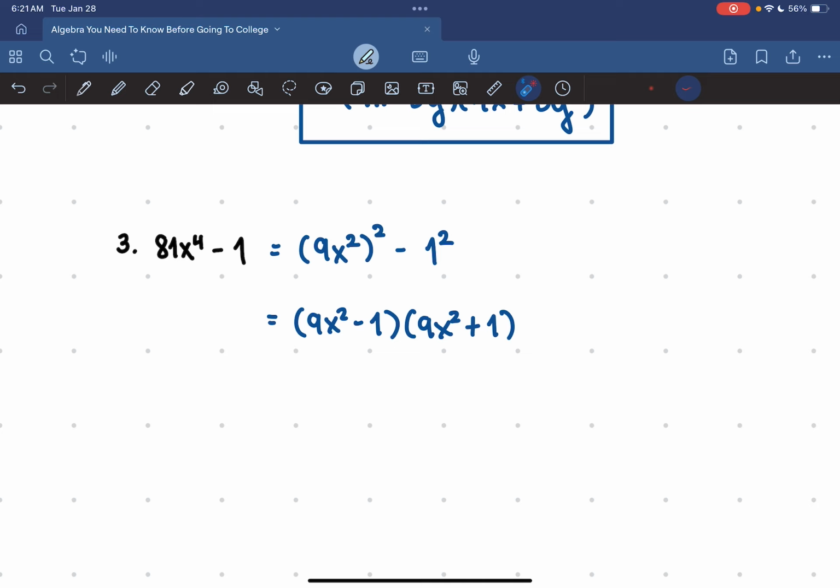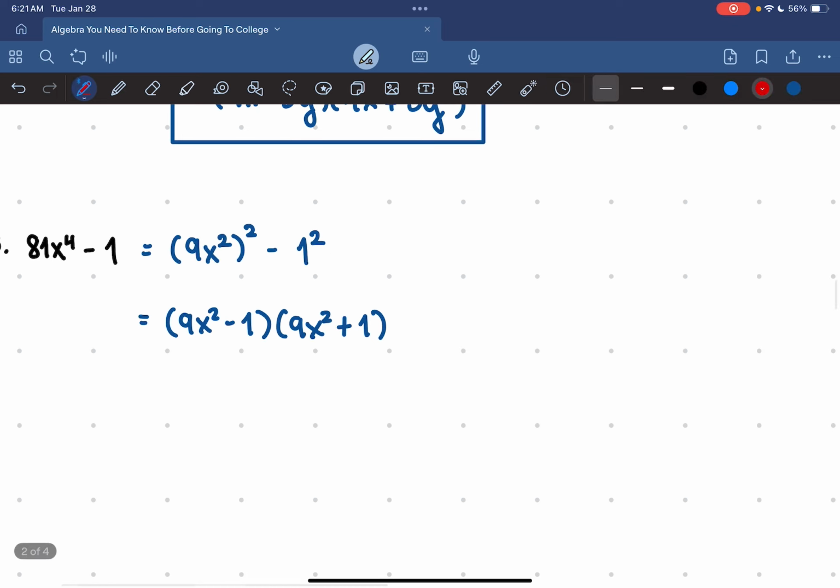You know what? I might not explain that one, but try to think about that one. So let me put here: why can't you factor this? Why is this not factorable?